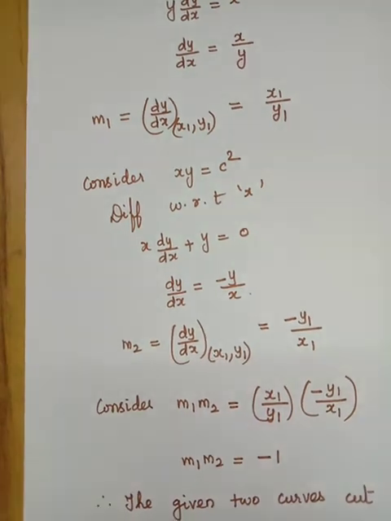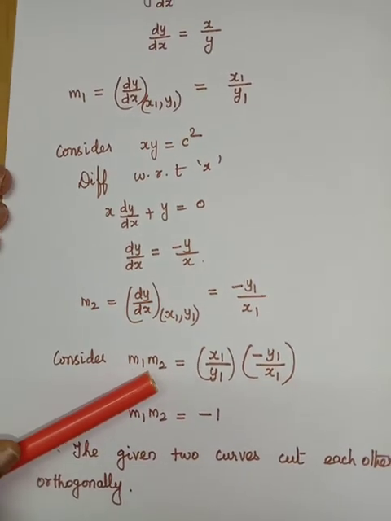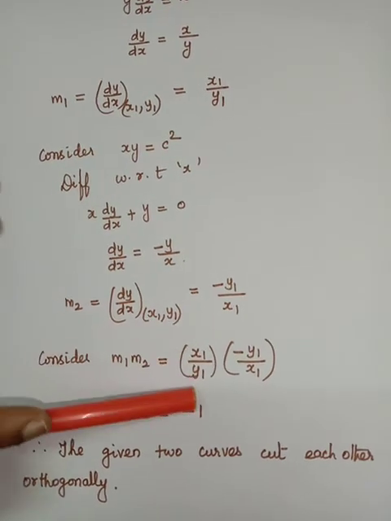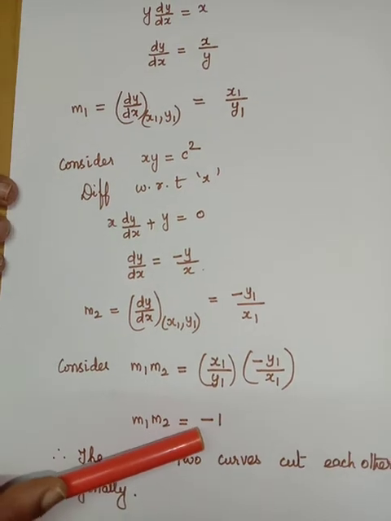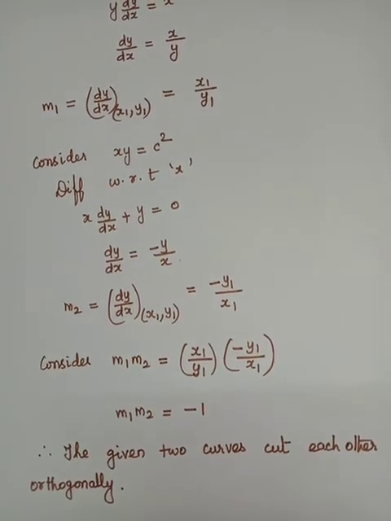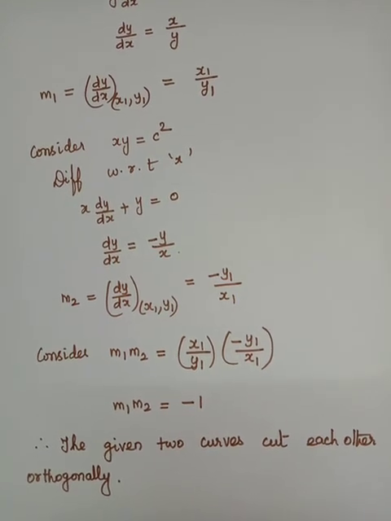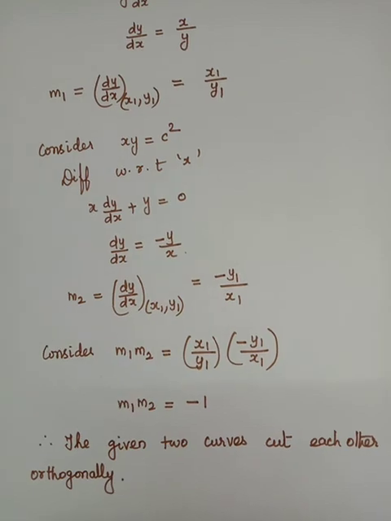So what you have to show? The two curves are orthogonal. So I'll consider m1, m2. What is m1? x1 by y1. What is m2? Minus y1 by x1. So when you cancel, your answer is minus 1. So m1, m2 is equal to minus 1 means the tangents are perpendicular at the point of intersection. So therefore the given two curves cut each other orthogonally.